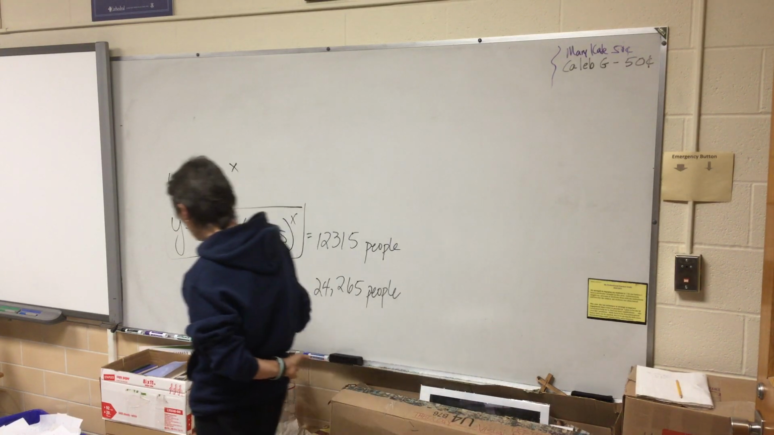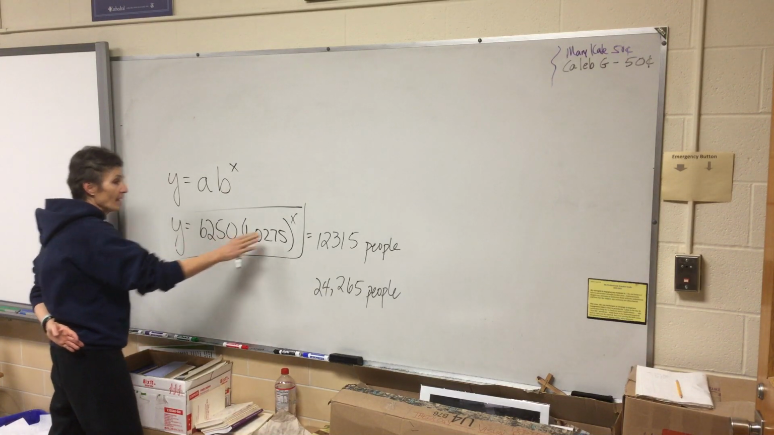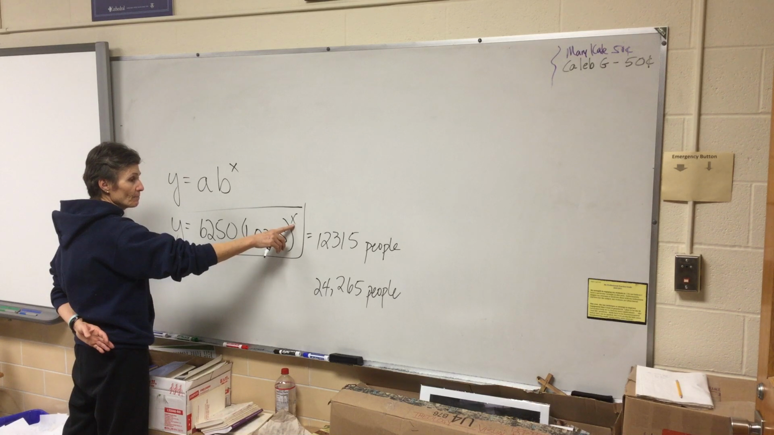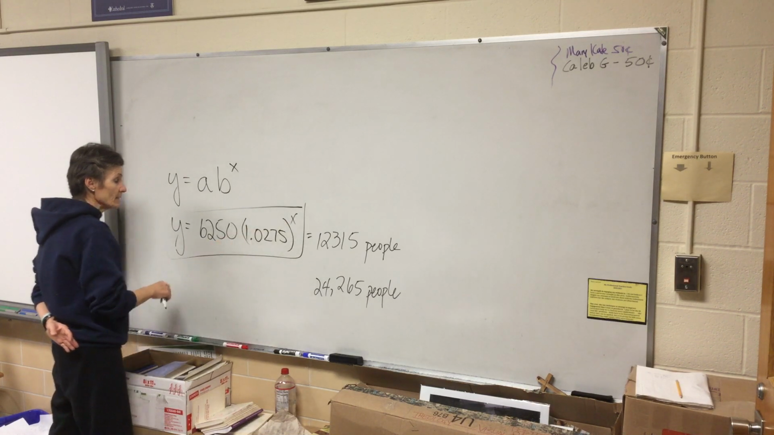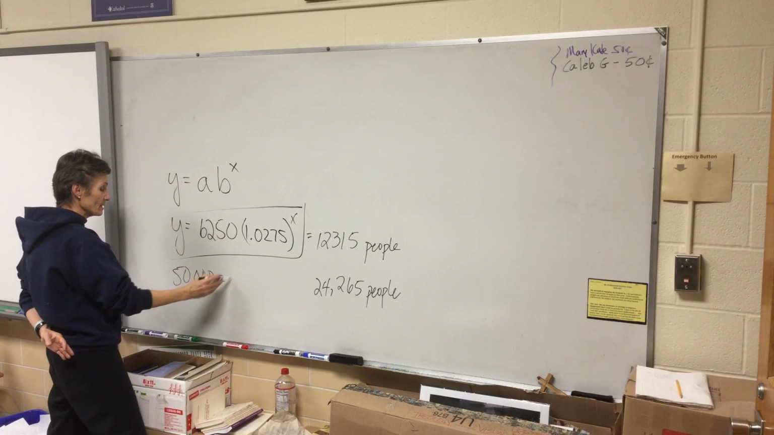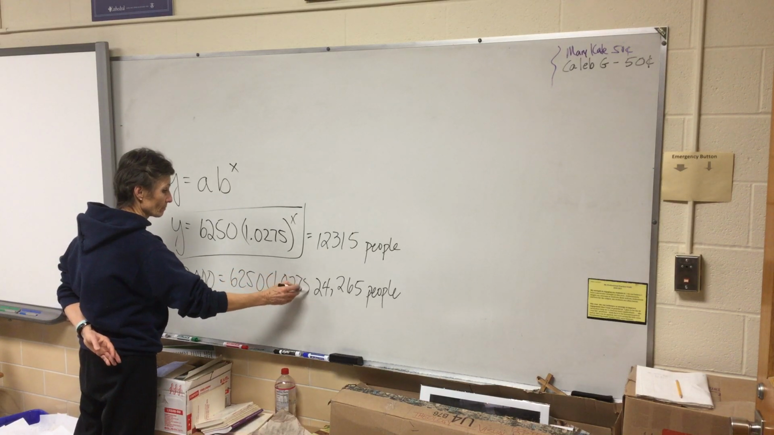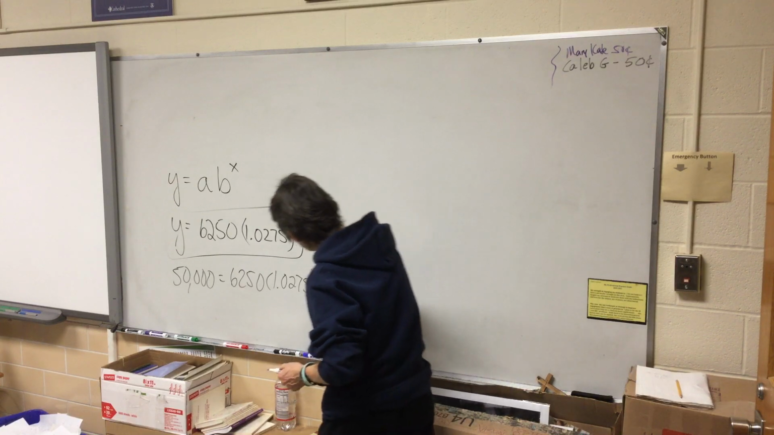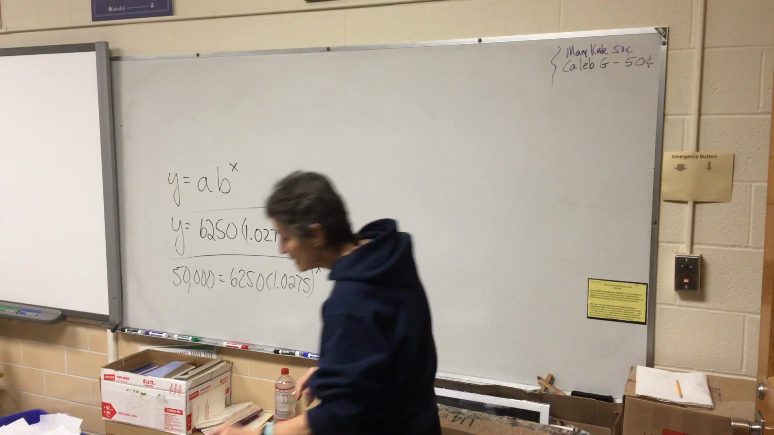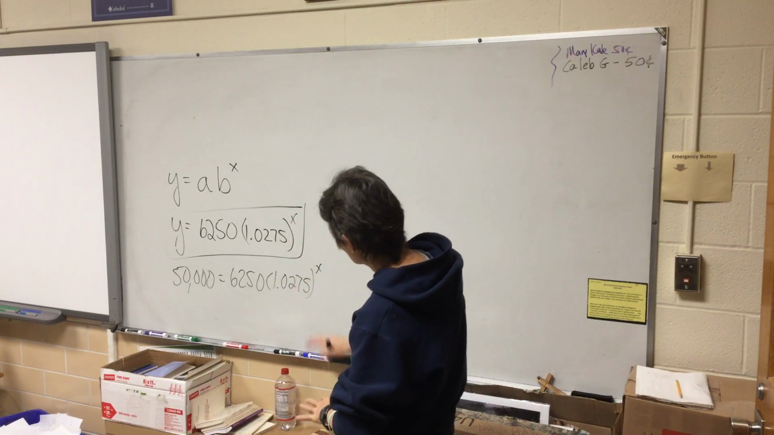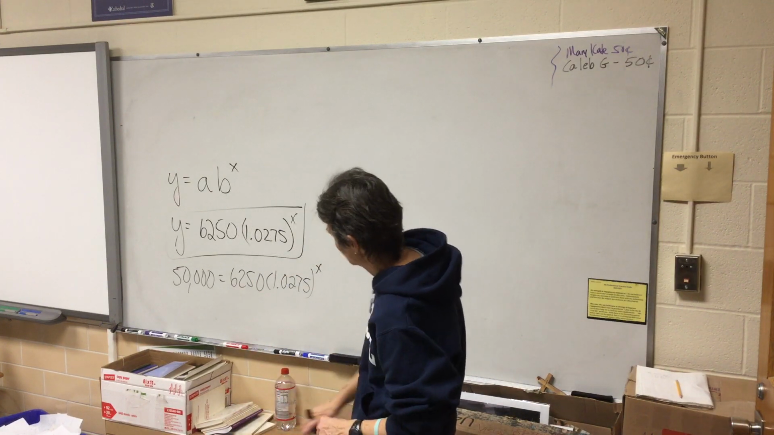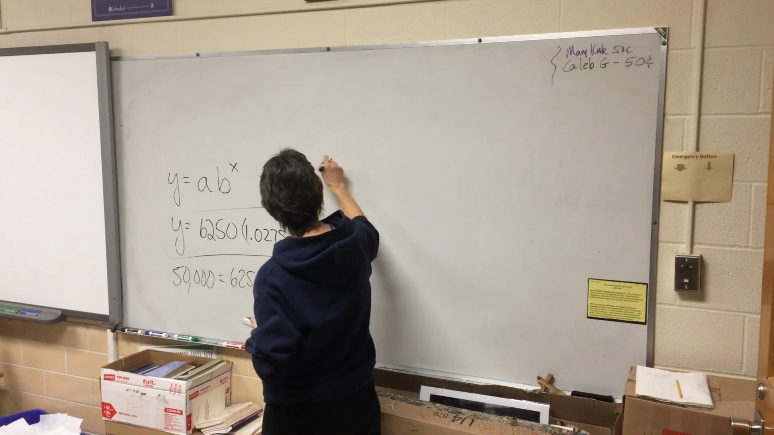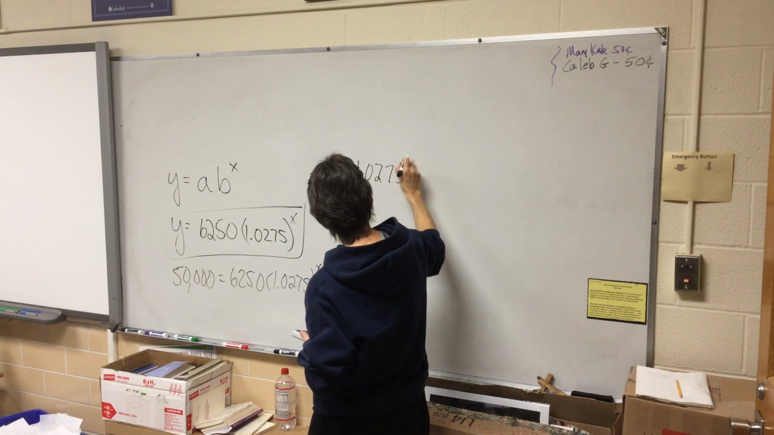Exactly. Remember, in this equation, Y represents the population and X represents the years. That's why in the first part we put in 50, because we waited 50 years. So 50 went in here. This is the population, so now I have to put 50,000, and I have to figure out my x. I know that means I'm probably going to need logarithms, but please don't do logarithms yet. What do I need to do to that equation first? Divide by 6250. Exactly. Perfect. So 8 equals 1.0275 to the x.